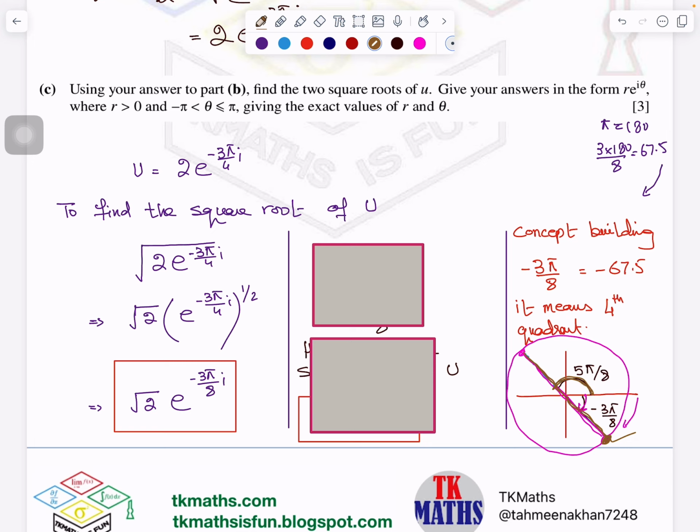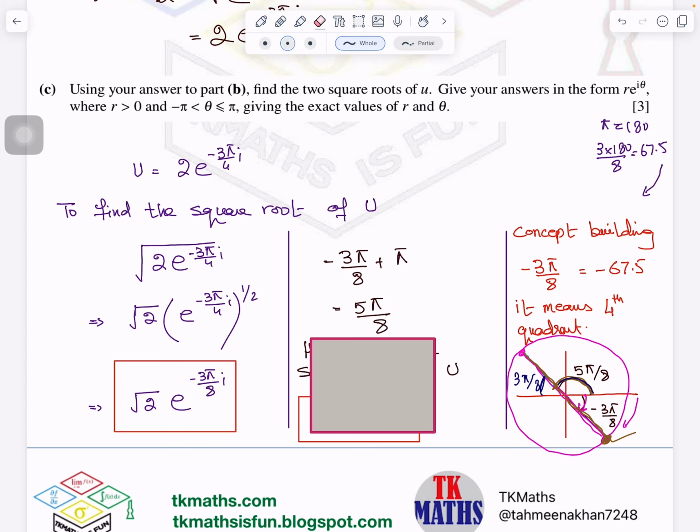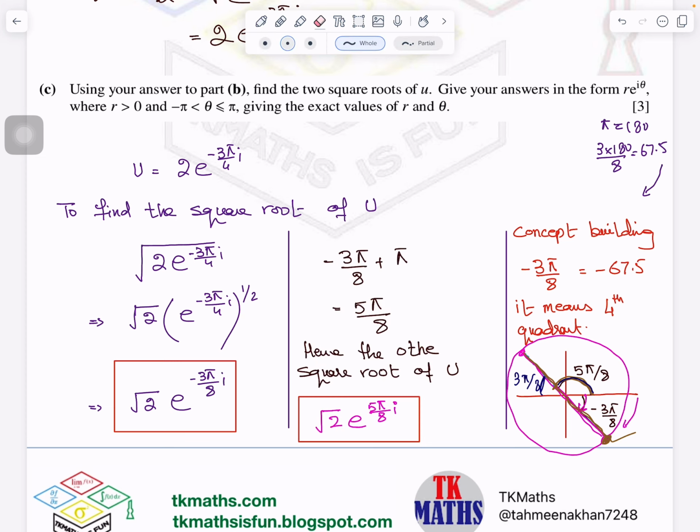So because this angle will be 3 pi by 8, right? Alternate angle it is called. So I will do pi minus 3 pi by 8 and I will get 5 pi by 8. So this is how I will get my second square root angle. Okay. So this is how you will find out your two square roots.